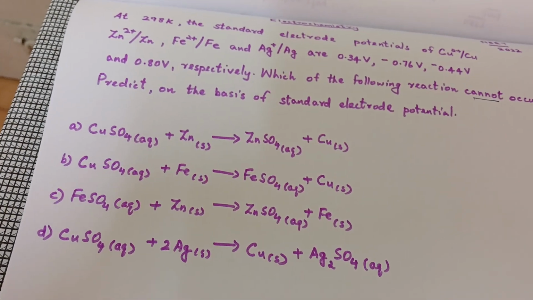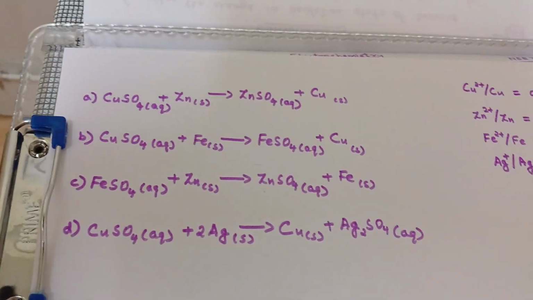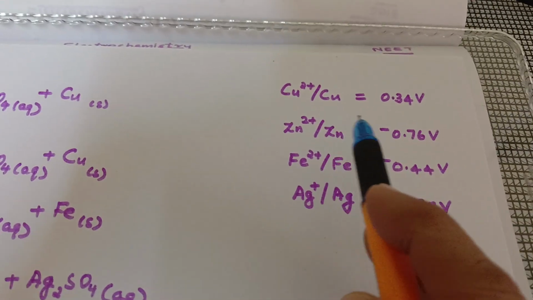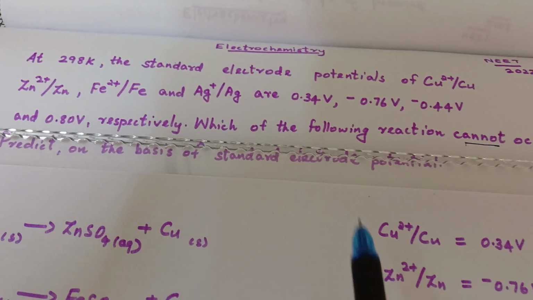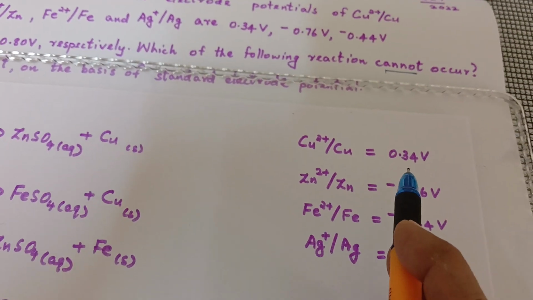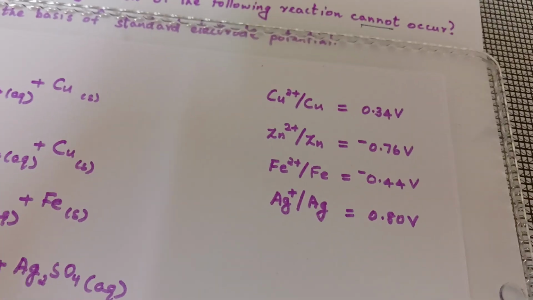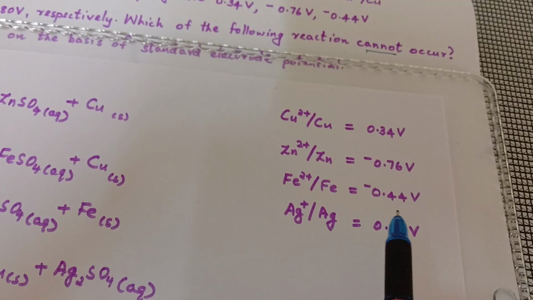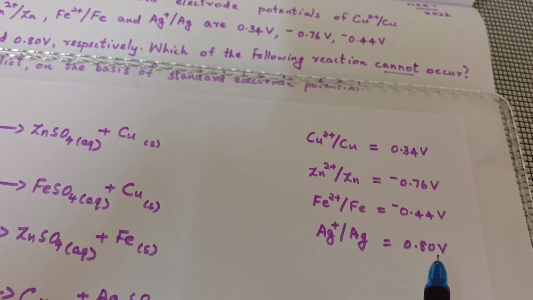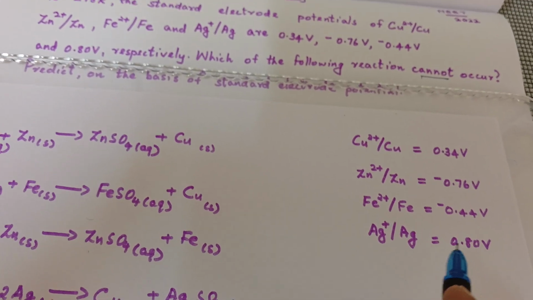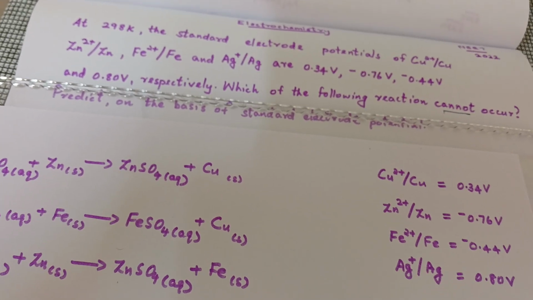These are the reactions given to us. I have rewritten the reactions onto another paper and I have written the electrode reduction potentials as given in the question. That is Cu2+|Cu is 0.34 volt, Zn2+|Zn is minus 0.76 volts, Fe2+|Fe is minus 0.44 volts and Ag+|Ag is 0.80 volt. So if the reduction potential is more positive, that means it will get reduced.